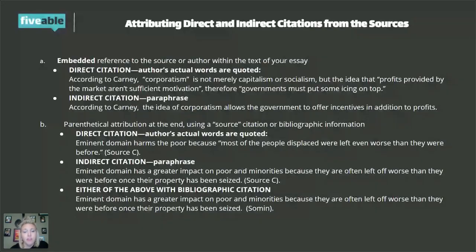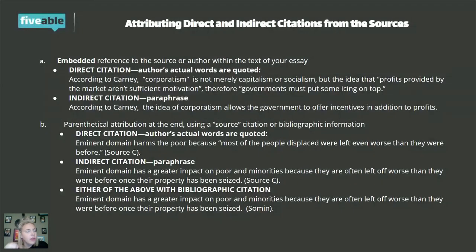So a paraphrase of the same thing. Eminent domain has a greater impact on poor and minorities because they are often left off worse than they were before once their property has been seized. Source C. So it still came from the same source. I've just taken that information and put it into my own words. Okay, but I'm still going to cite source C because I didn't come up with that myself. I just took what they said and put it into my own words.